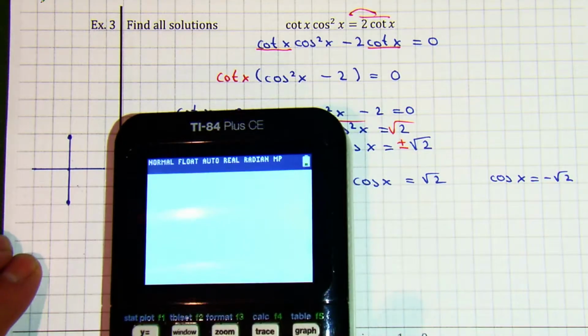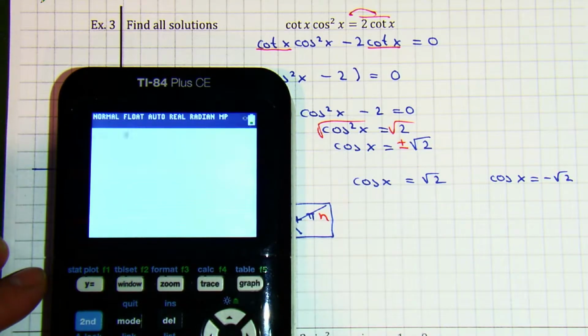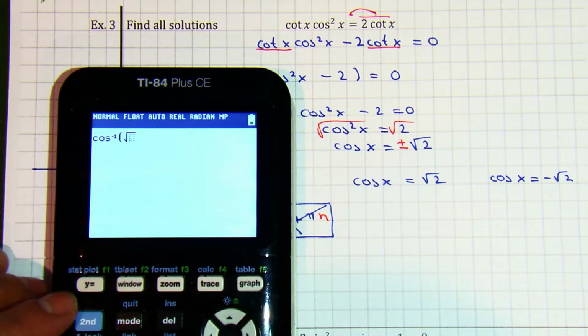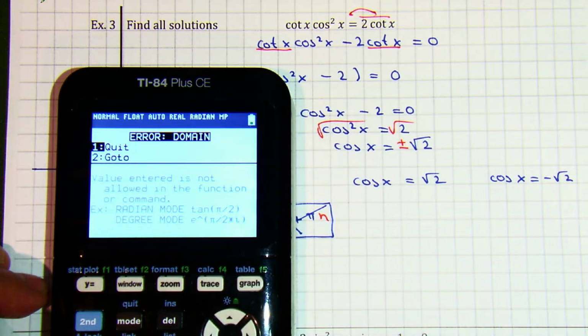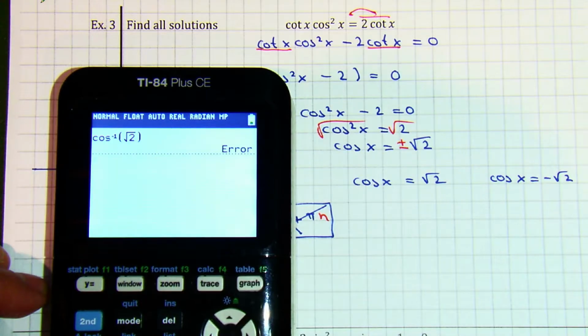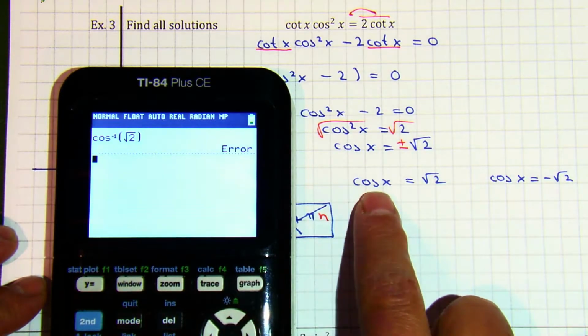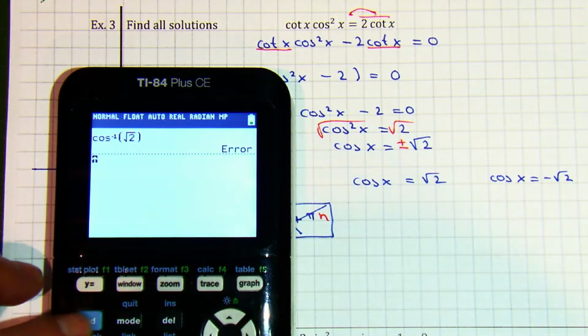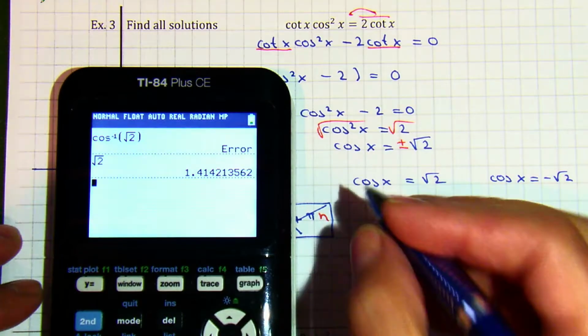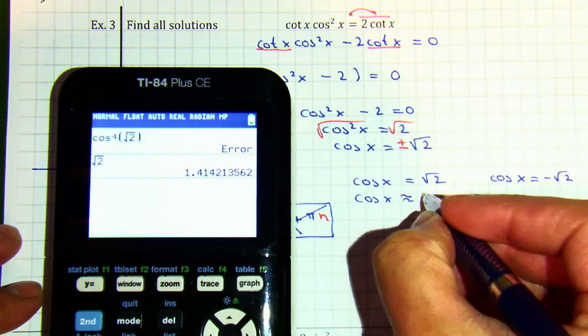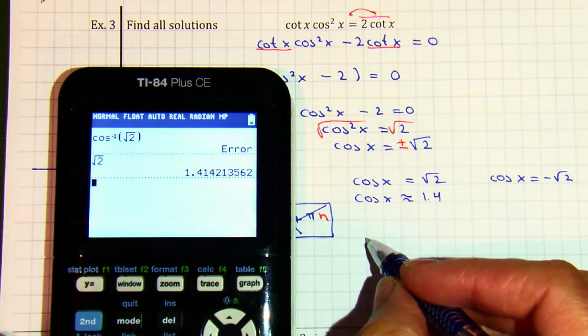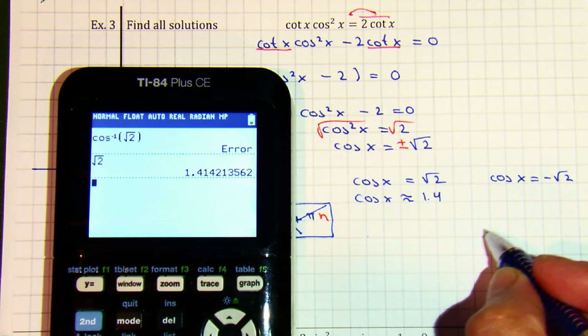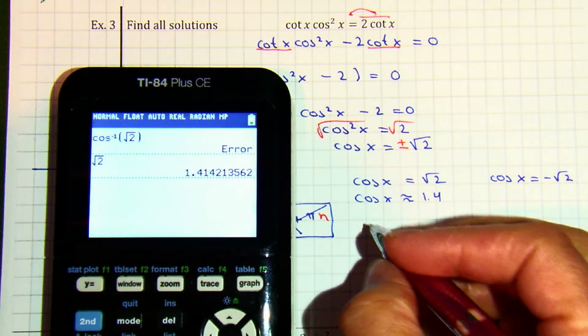And when I find the inverse cosine of the square root of 2, I want to make sure that I have it on radians. And I do. It gives me error. Did I type it incorrectly? I did not. So why does cosine of x equal to square root of 2 give me an error? Because the square root of 2 is about 1.4, and your cosine can be up to 1 and down to -1. So therefore, this is undefined.